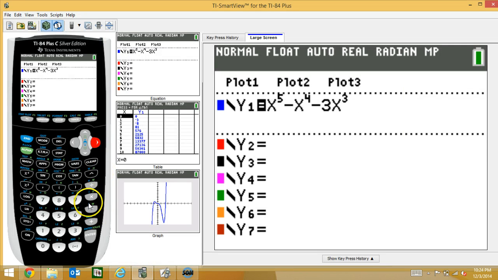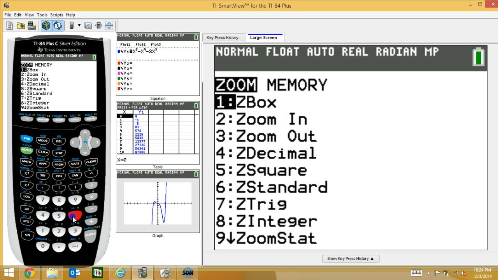So plus 3x squared minus 4x plus 4. And I'm just going to graph this on the standard window, so zoom 6.